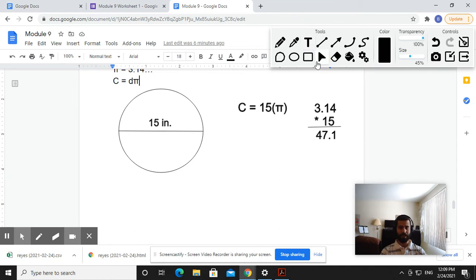And if not, check out the video on multiplying decimals. And that's going to be 47.1 inches going all the way around here. And you can check your answer. Is that 15 times 3, which would be 45, and then a little bit more for the 0.14. Yeah, it's a little more than 45, which is perfect.